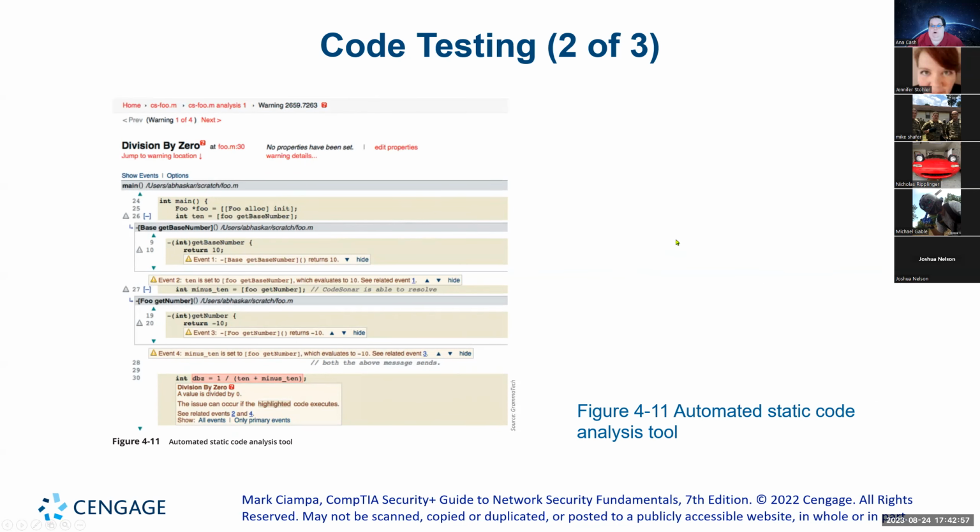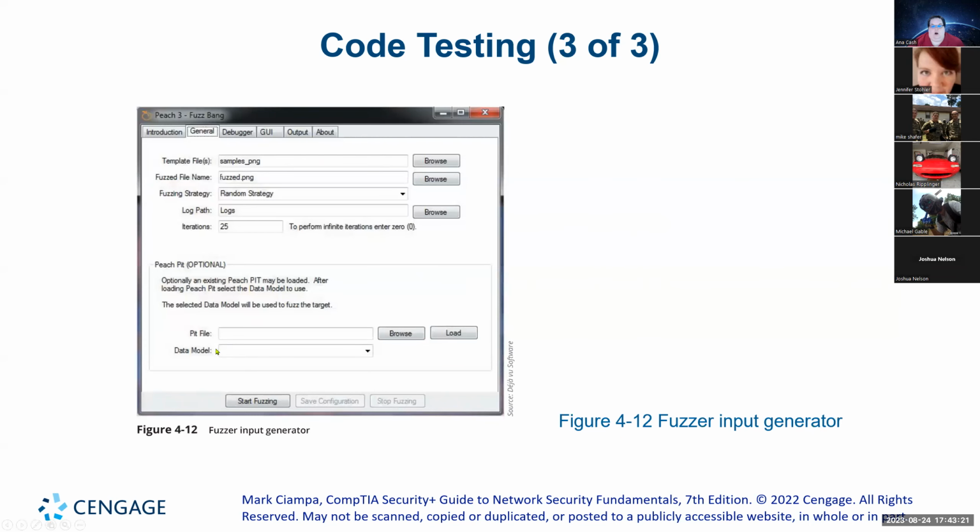So this is an example of an automated static code analysis tool. And as you can see, if you're doing this, you should have your line numbers on, so you have an easy way to visibly see your lines. And then there are different input generators like this one. There are all sorts of them that you can come up with. Basically they create the fuzz input so that you can see what you can break.